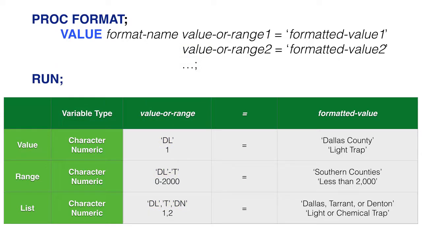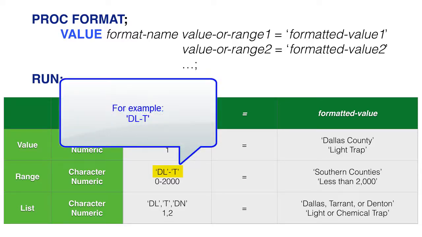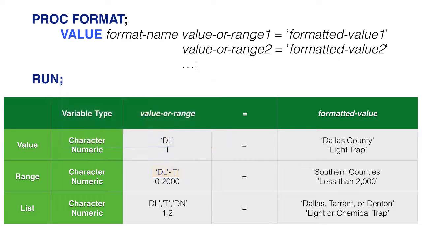You do not enclose numeric values in quotation marks. When referencing a range of values, a hyphen separates the values that mark the beginning and end of the range. When you specify a range of character values, be careful not to enclose the entire range in quotation marks. If you do, SAS assumes that all of the characters, including the hyphens, are part of a single character value. In a list, commas separate the individual values.